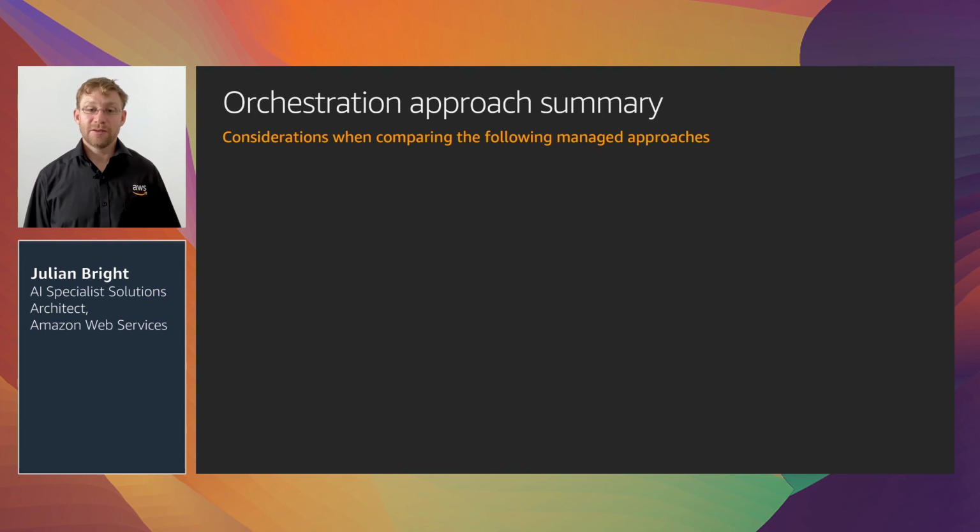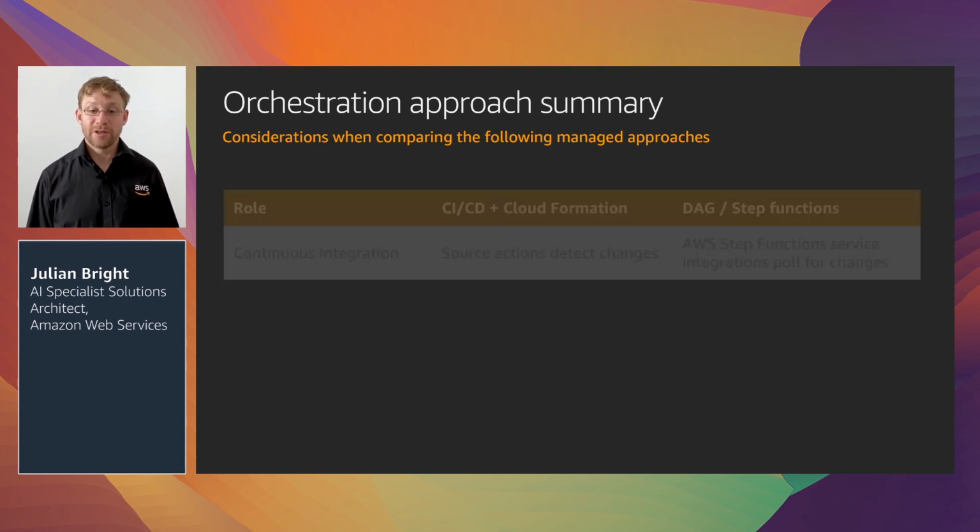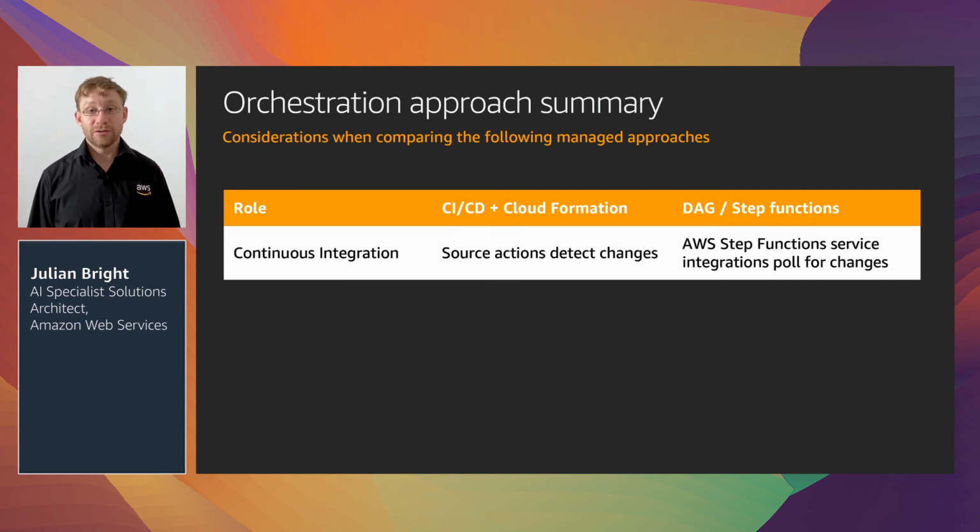So let's compare these orchestration approaches when considering managed deployment with CodePipeline, CloudFormation, or Step Functions. So for continuous integration, CodePipeline can automatically detect source changes for you. With Step Functions, there's support for an integrated polling of these services, so you don't have to do that yourself. However, you still need to think about how you're going to trigger these Step Functions, and that could be a CloudWatch event or potentially EventBridge.